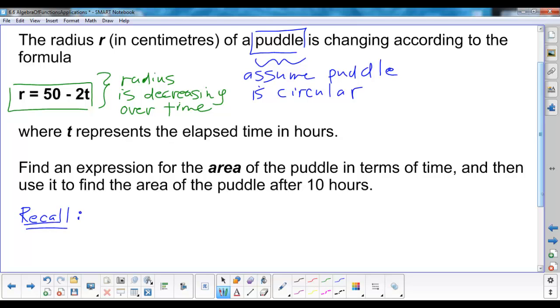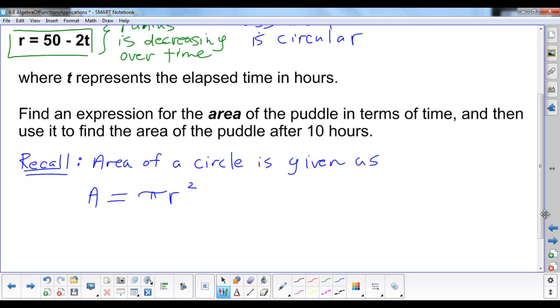Because it's circular, we need to know the area of a circle. You may recall from previous grades that the area of a circle is just pi times whatever the radius is squared. But we want the area of the puddle to be in terms of time, as it said. One thing we need to realize is that we have an expression for radius in terms of time, so we can replace r with an expression in terms of time.